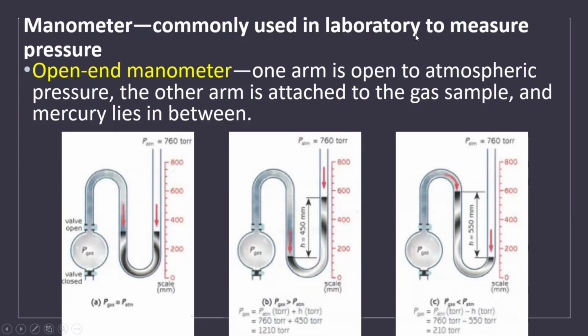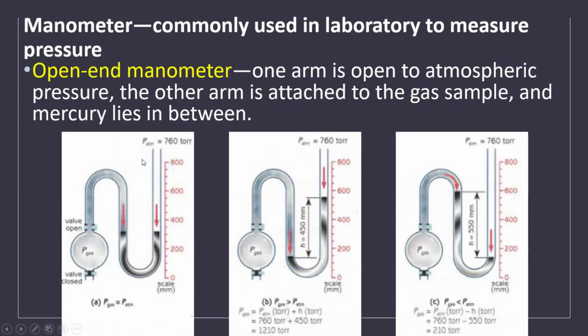One other kind of thing used to measure pressure is a manometer. We're going to study two different kinds of manometers, the open end manometer and the closed end manometer. An open end manometer has one arm that's open to the atmospheric pressure, the right hand side in all these pictures. The other arm is attached to a gas sample, and mercury is in the tubing in the middle.